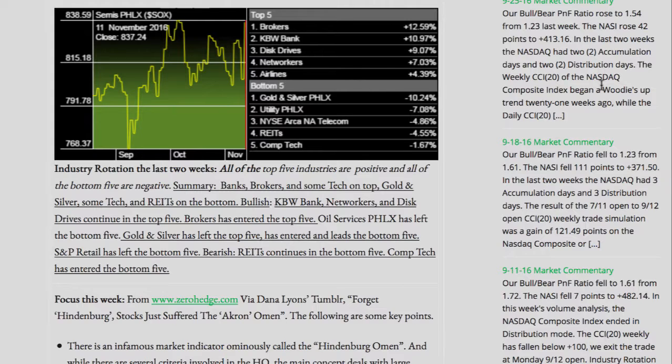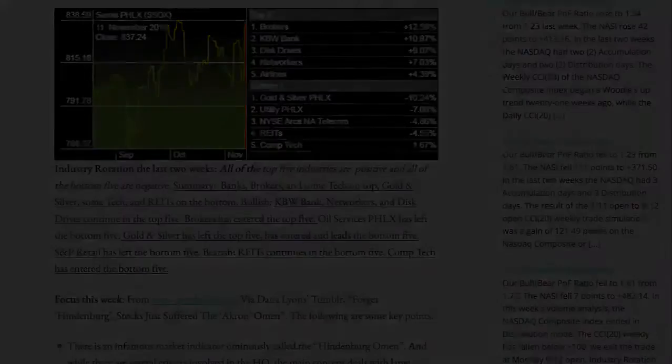Brokers has entered the top 5. Oil services has left the bottom 5. Gold and silver has left the top 5, has entered and leads the bottom 5. S&P retail has left the bottom 5. Bearish REITs continues in the bottom 5. Comp Tech has entered the bottom 5.